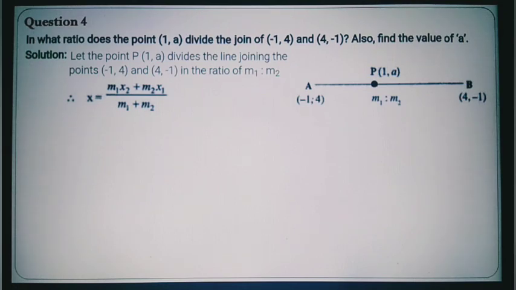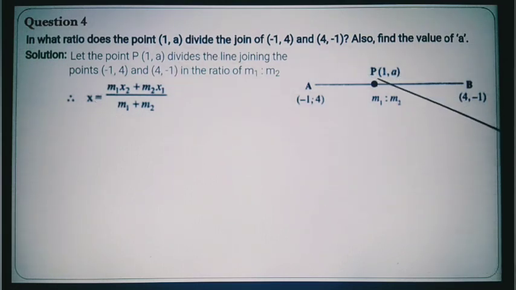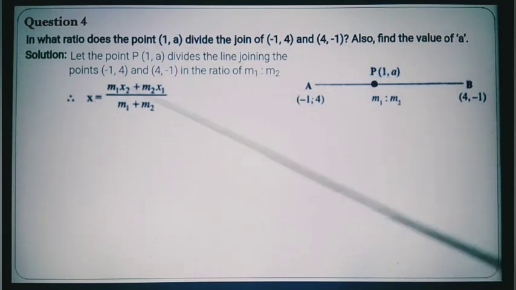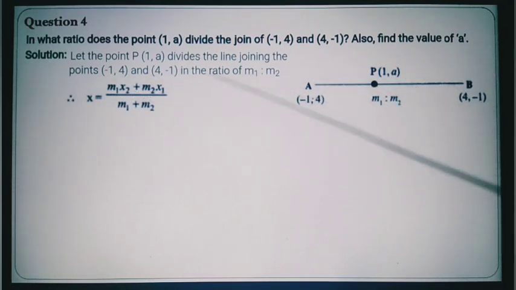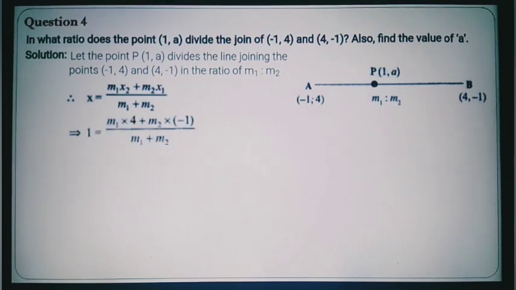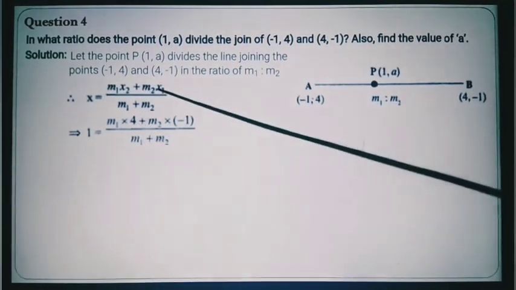Okay, so let's put back the values. What is the value of x? The value of x is 1, right? m1 and m2 we don't know. What is x2? x2 is 4. What is x1? x1 is -1. So if I put these values, then I'll get this much. So x is 1, m1 I don't know, x2 is 4, x1 is -1.